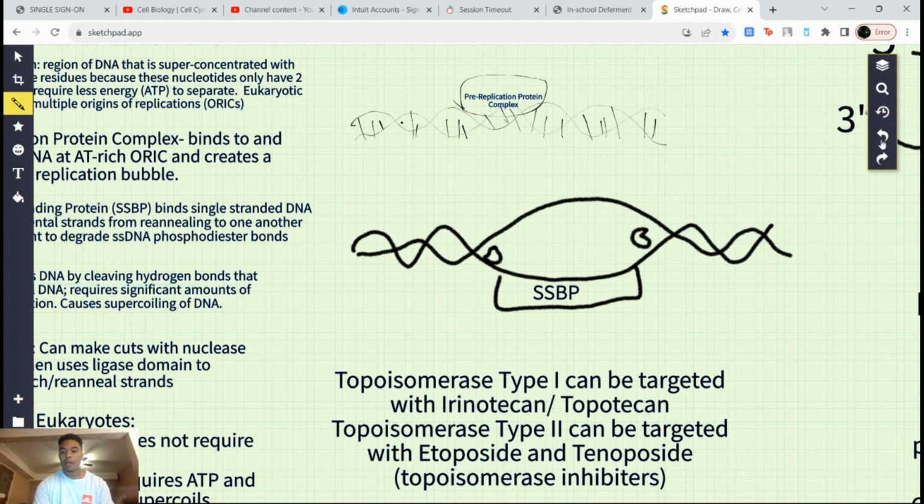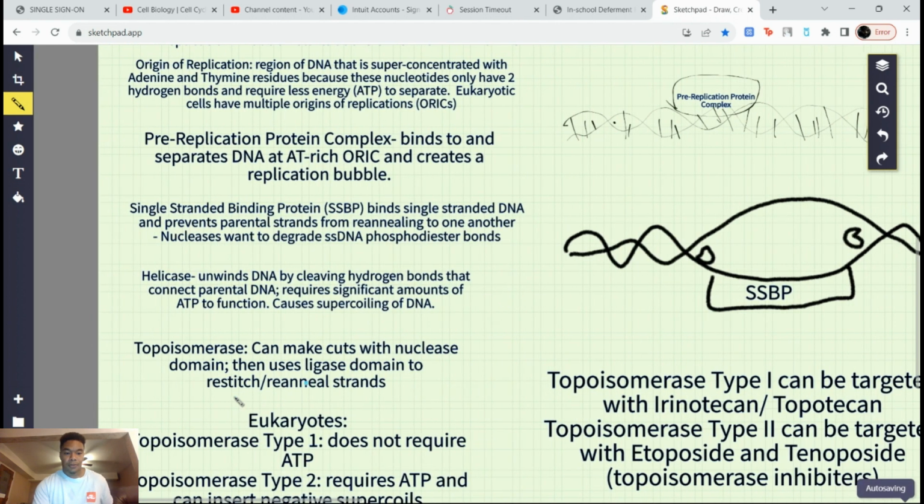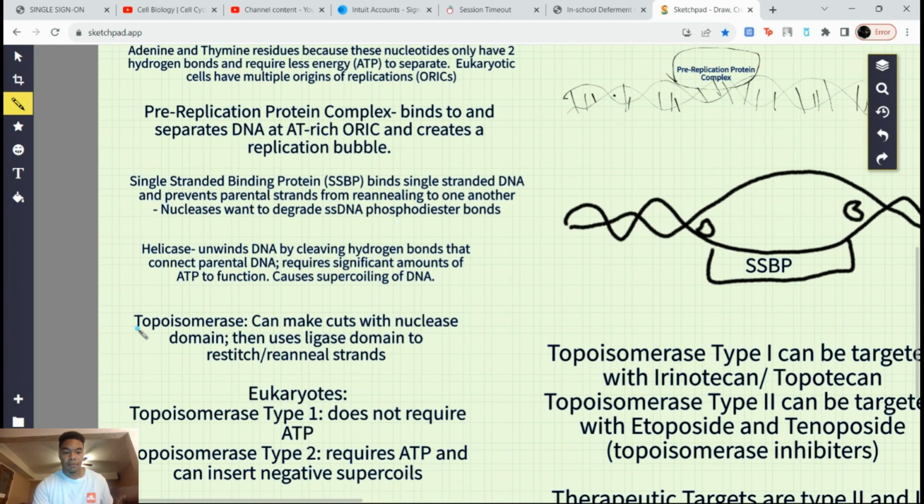So what is going to deal with that? There's an enzyme called topoisomerase. Topoisomerase prevents supercoiling by making cuts with nucleases, those nucleases that like to sever those phosphodiester bonds. So the topoisomerase uses the nuclease domain to sever that supercoiled area and loosen it up a bit.